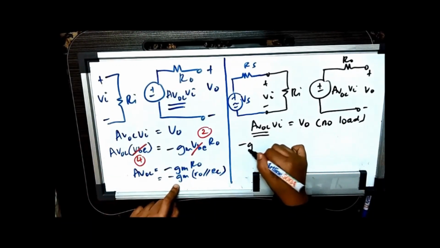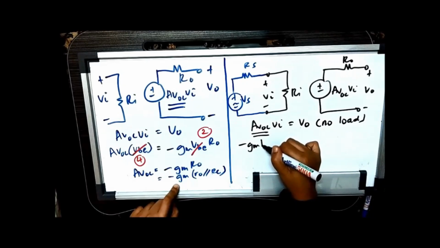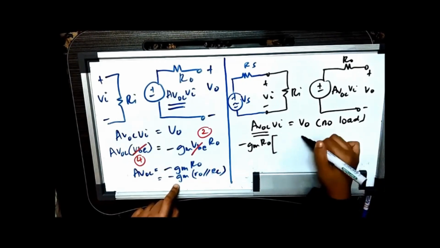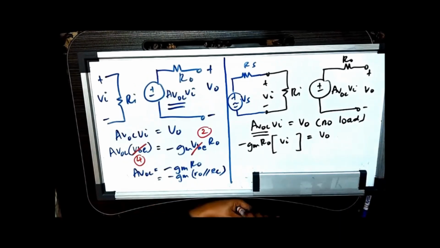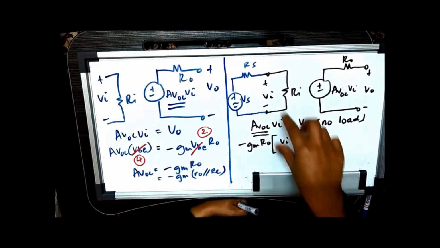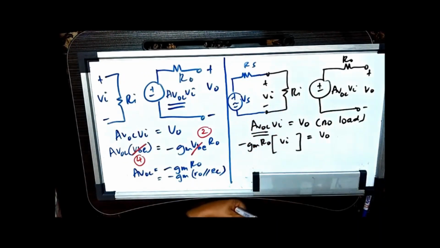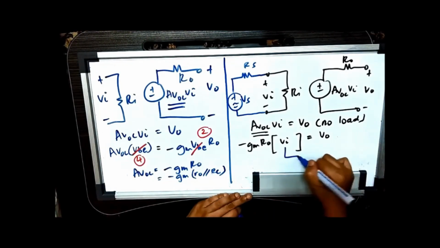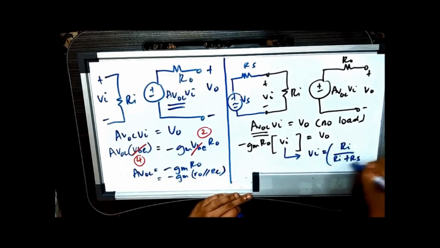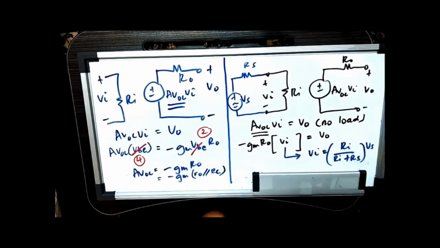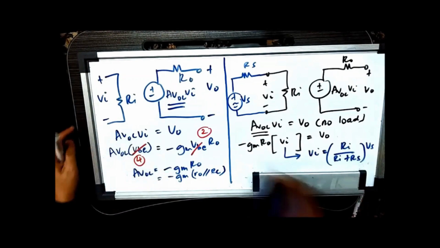Okay. So minus GM R0. Okay, this is your VI equivalent to V out. However, your VI now is different because the input signal is connected to your amplifier now. So you need to use voltage divider, right? So VI is equivalent to RI over RI plus RS multiplied with Vs. Okay, so I'm going to remove this part.